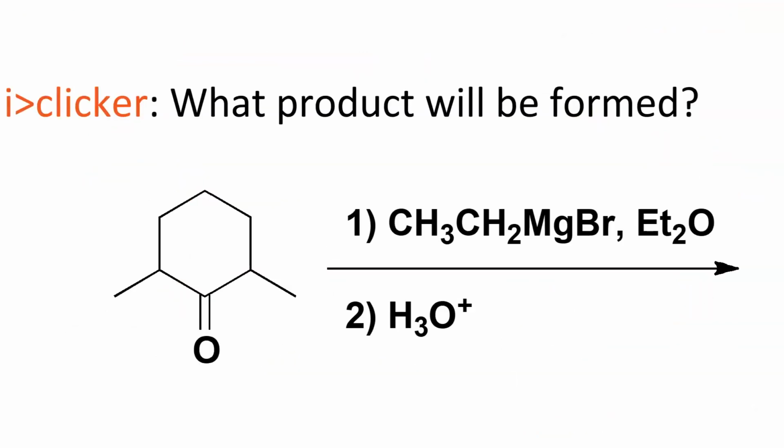So now that we've reviewed some Grignard reactions, you try one. What will be the product when we react this 2,5-dimethylcyclohexanone with the Grignard reagent ethyl magnesium bromide, followed by a little bit of acid. Pause your video and work it out. When you've got the answer, then you can unpause it.